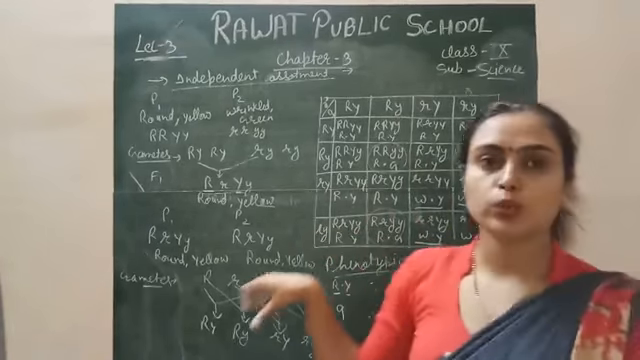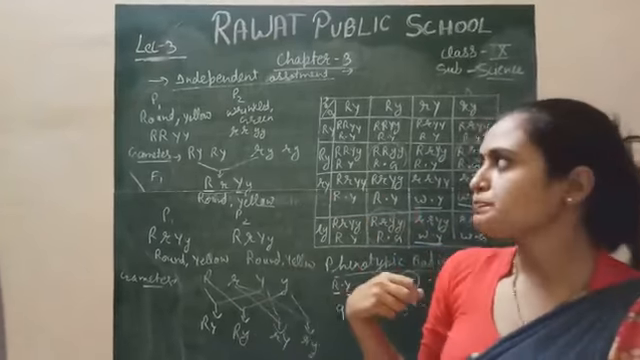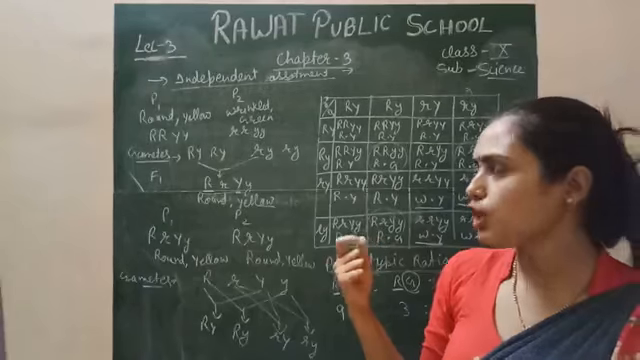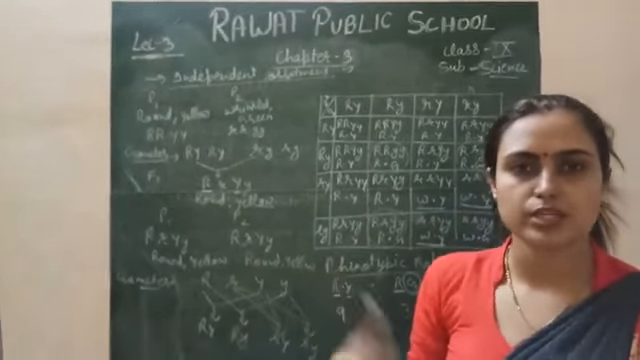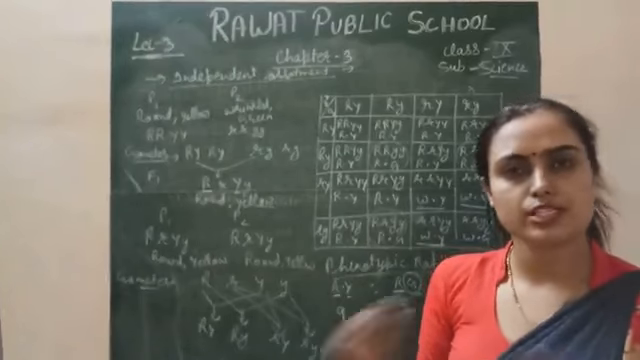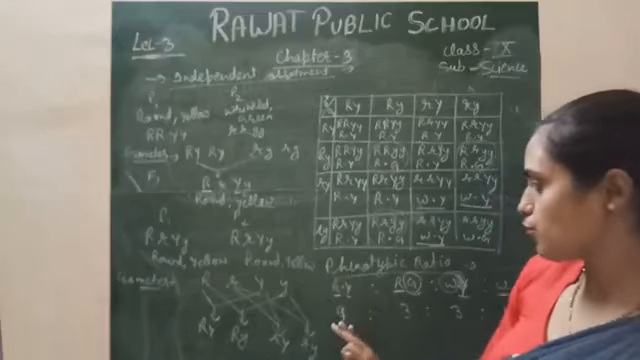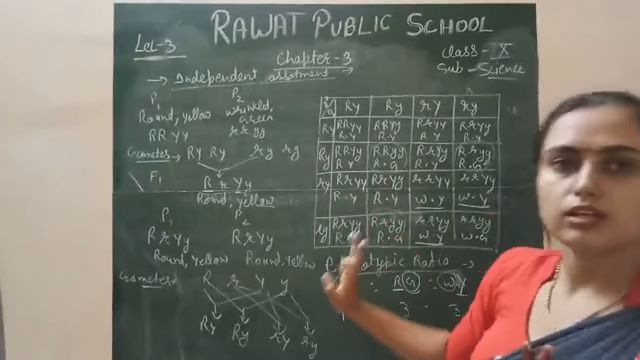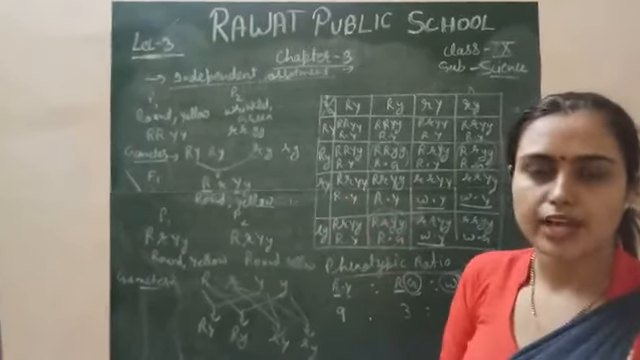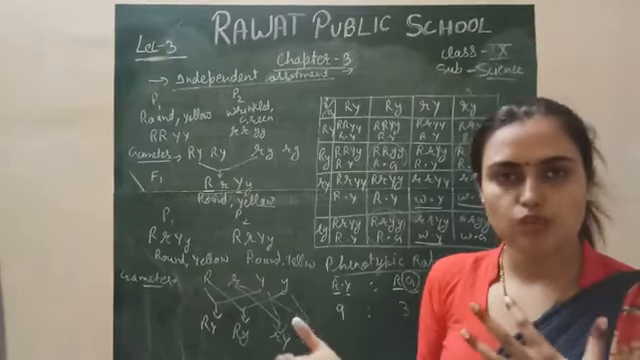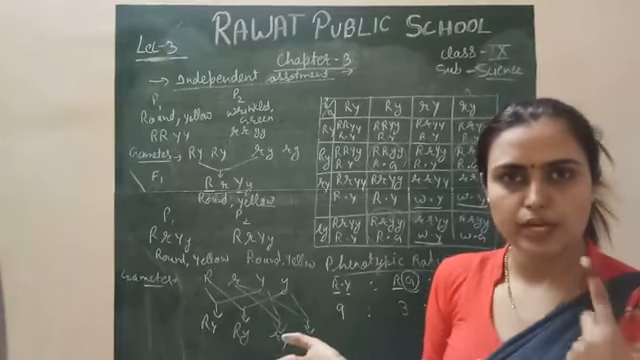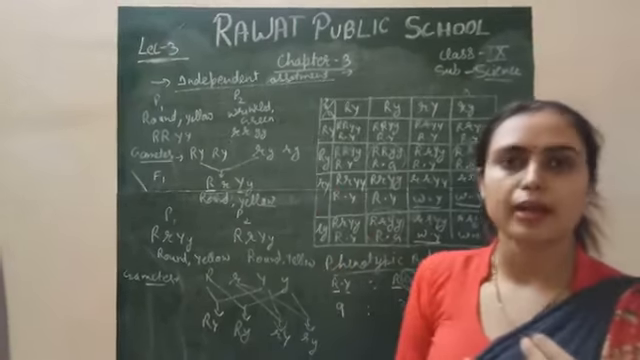So this is all about the dihybrid cross. A small topic of back cross and test cross and some importance of Mendel's law remains. We will discuss it in our next lecture. For today, I think it is enough, right? So we have discussed the three laws of Mendel: law of dominance, segregation, and last is independent assortment.